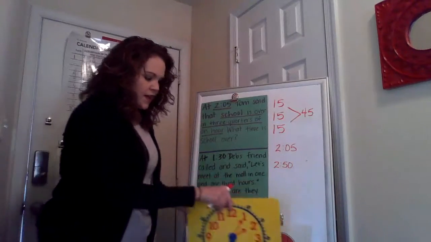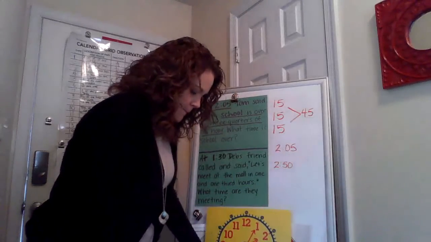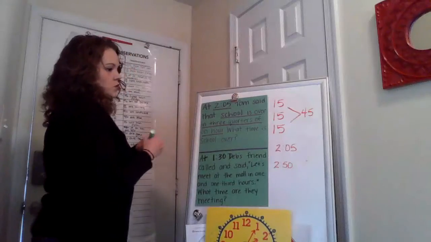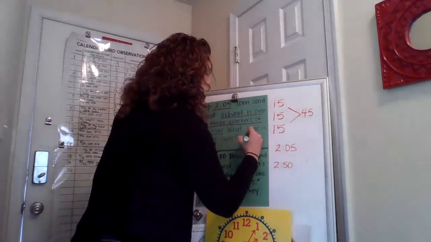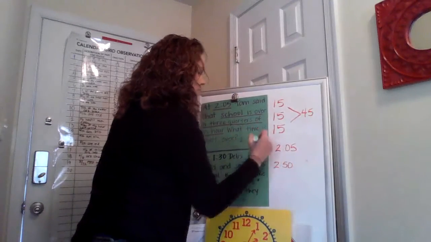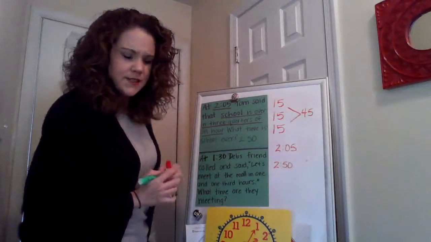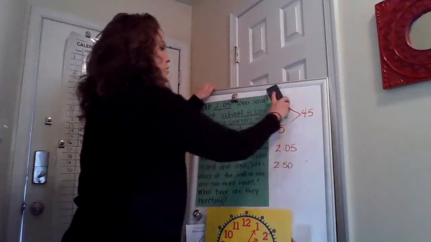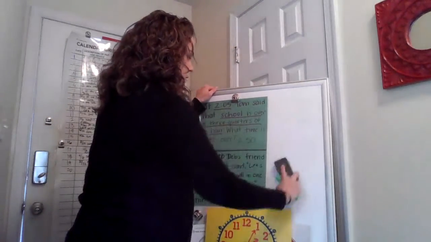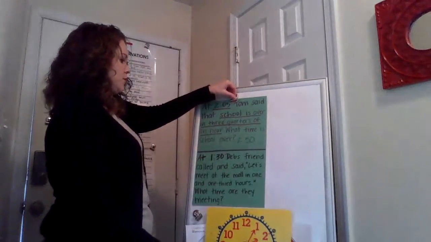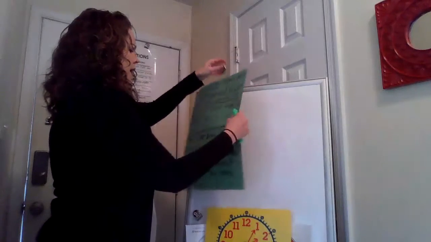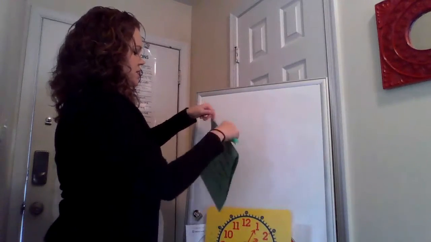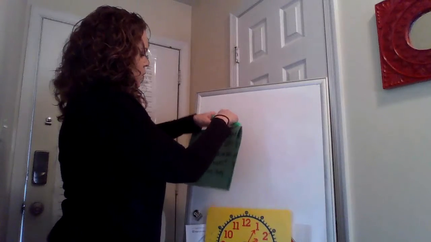So the answer that I am going to write on my paper here, what time is school over? 2:50. Okay? It's hard to see, huh? Because it's in green. All right, so let's take a look at our second word problem that we have. Our second word problem says, at 1:30, let me just do this so it's a little more pointed out.